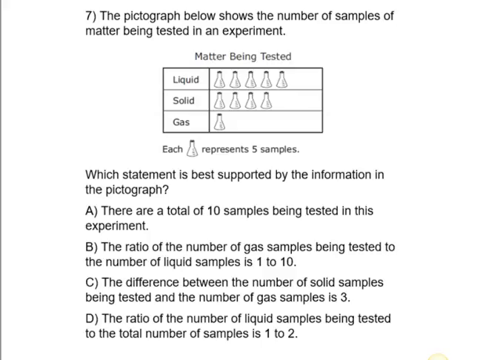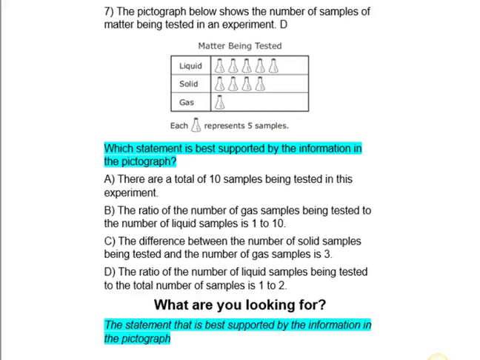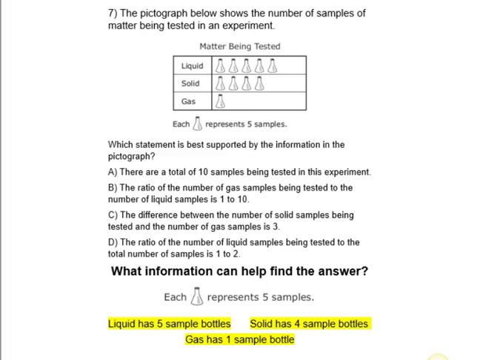What are we looking for? We are looking for the statement that is best supported by the information in the pictograph. What information can help find the answer? Okay, so again, we know that 1 bottle is equal to 5 samples, and that liquid has 5 sample bottles, solid has 4 sample bottles, and gas has 1 sample bottle.